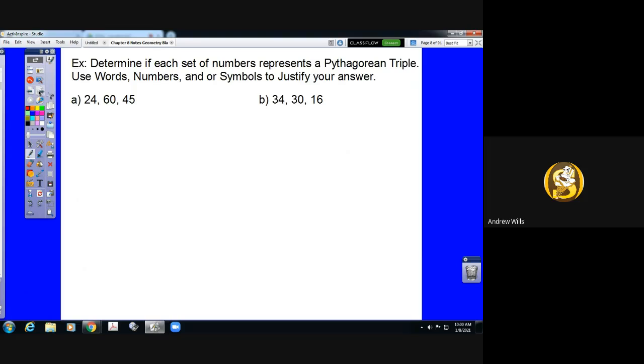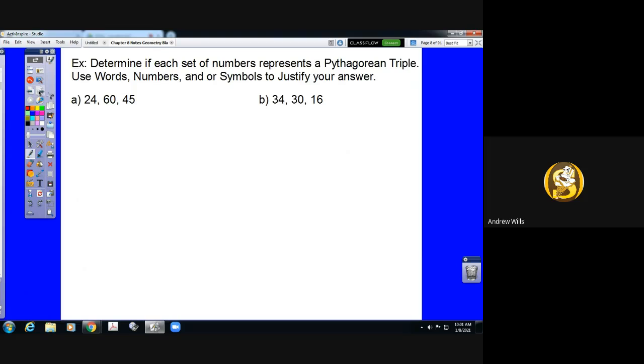Okay, we good to go? Anybody need more time? Raise your hand digitally if you need more time. Okay, let's see how we did. In letter A, which number is C? 24, 60, or 45? Tell me in the chat. Which one's the C value? We're typing so fast, we're missing the 6 key.